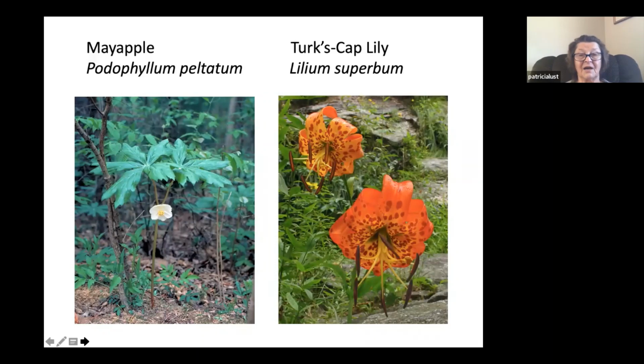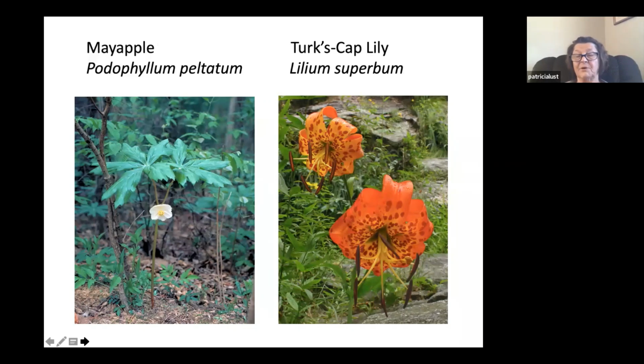Mayapples, another spring ephemeral that makes a nice, beautiful mat. They last a little bit longer than some of them, though. And if you have a whole bunch of them, they'll make a nice, beautiful mat, and it's a lighter green mat than the ginger will make for you.